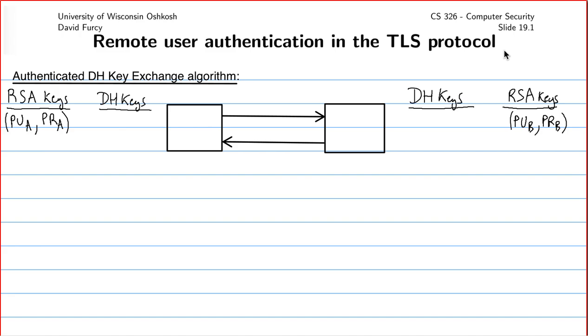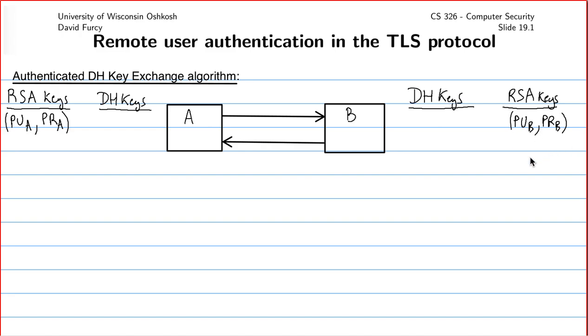So remember that the Diffie-Hellman algorithm involves two parties. Let's call them Alice and Bob, or A and B. And remember that in the authenticated version, Alice and Bob are going to sign their messages in order to authenticate themselves to the other side. So this is going to be using a public key algorithm, for example, the RSA algorithm. And for this reason, each party is going to have a pair of RSA keys.